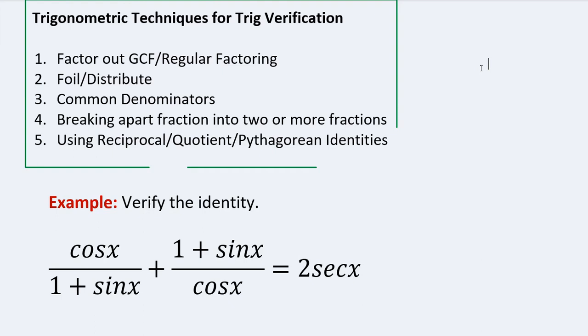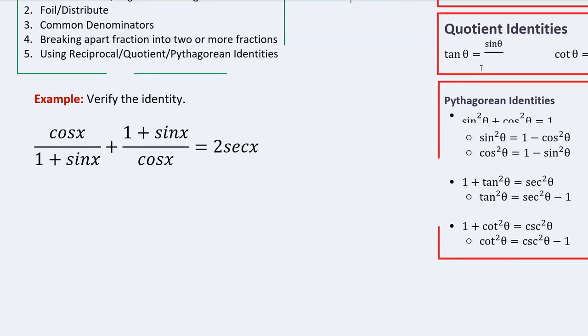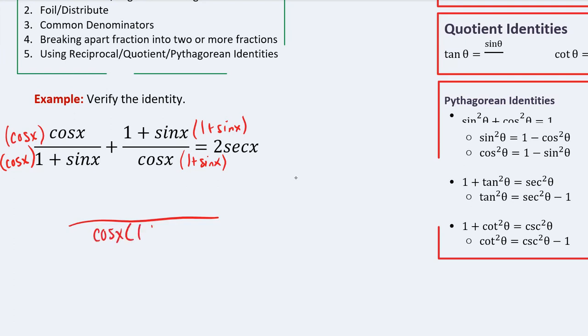So on this left-hand side, if we look at all of our different techniques, because we have two fractions here that are being added, we could get common denominators as our technique here. So if we want to get common denominators, then that means I need to multiply the first fraction by cosine, and the second fraction by 1 plus sine. That way they have common denominators. Like so. So that means their common denominator would be cosine times 1 plus sine.